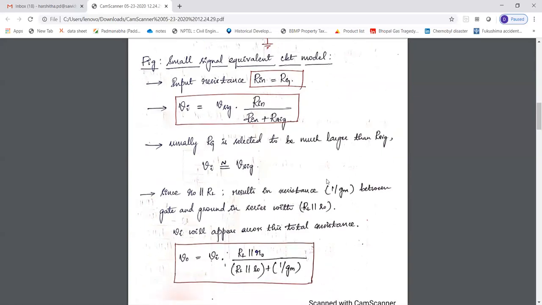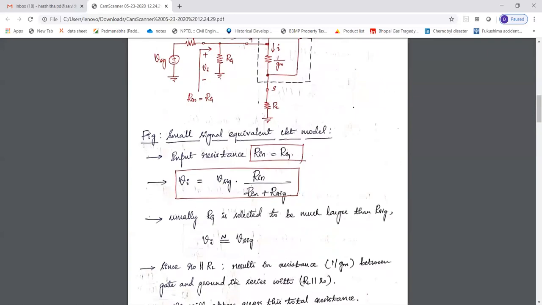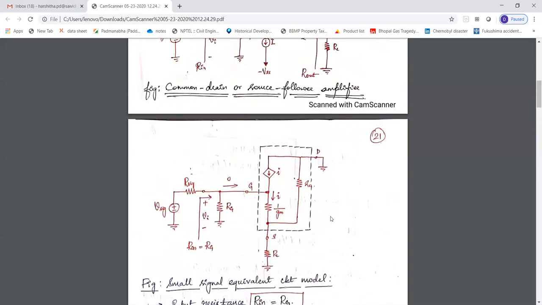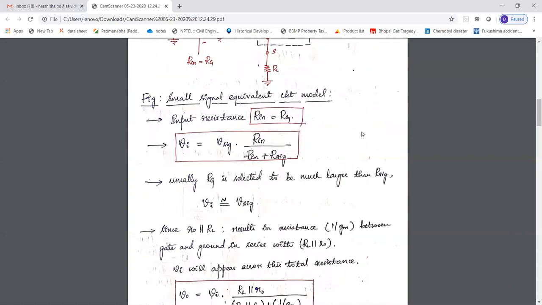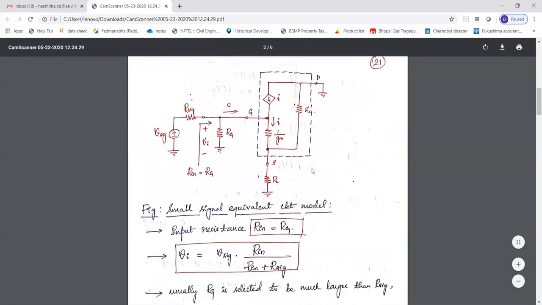Okay, and see here, R naught is parallel to RL, isn't it? R naught is parallel to RL. This will result in resistance 1 by gm between the gate and the ground in series with RL parallel to R naught. As I told earlier, 1 by gm resistance will appear between the gate and the ground terminal, which will be in series with the combination of RL parallel R naught. Okay. So here, this input voltage will appear across this total resistance.